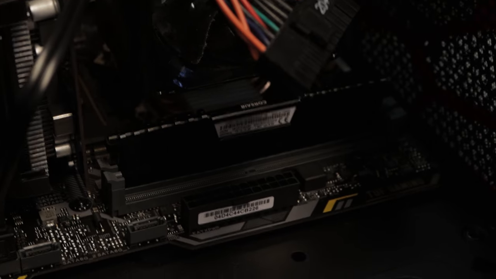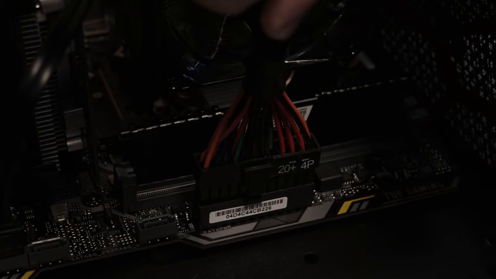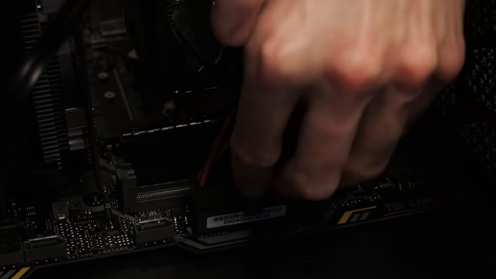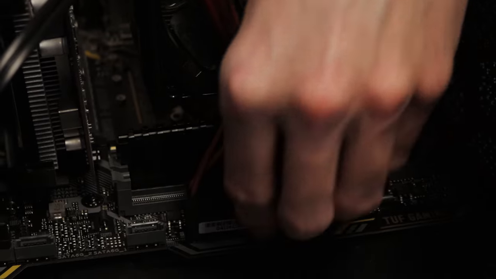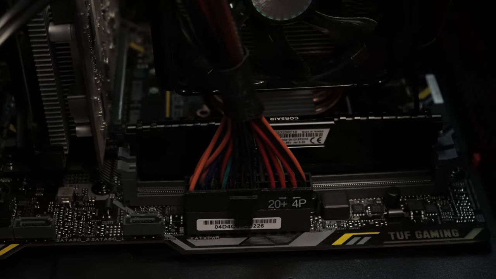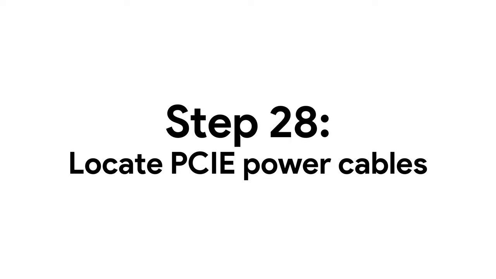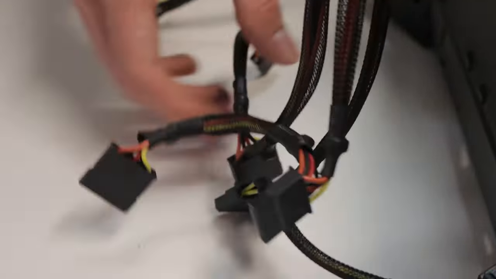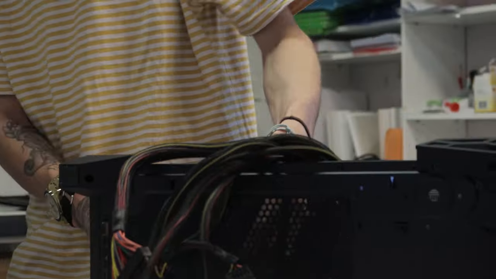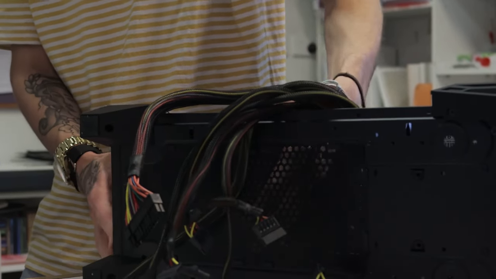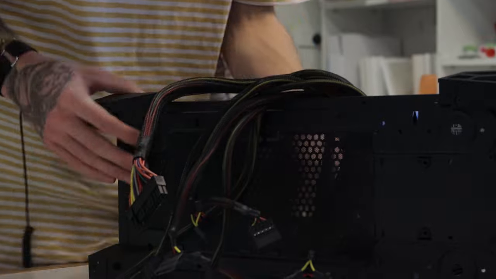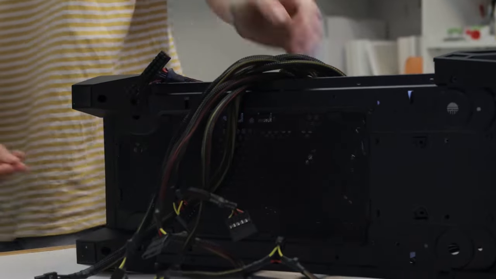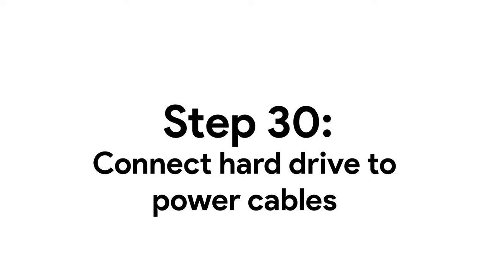Step 26, locate the large 16-pin slot on the front side of your motherboard. Step 27, insert the ATX power cables from the power supply to the aforementioned 16-pin slot on your motherboard. Step 28, locate your PCIe power cables from the power supply. You'll have either 2 or 3. Step 29, connect the CPU cable to the top PCIe looking connection at the top of your motherboard. There may also be a PCIe connection on your graphics card depending on the graphics card. If there is one, make sure to click it in.